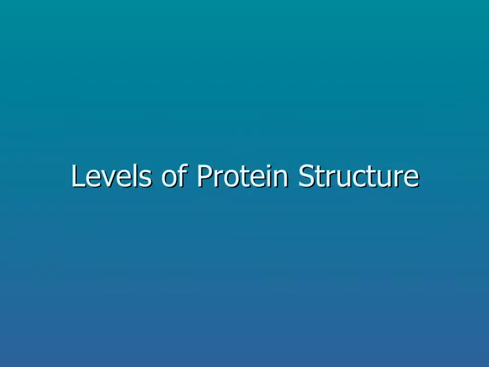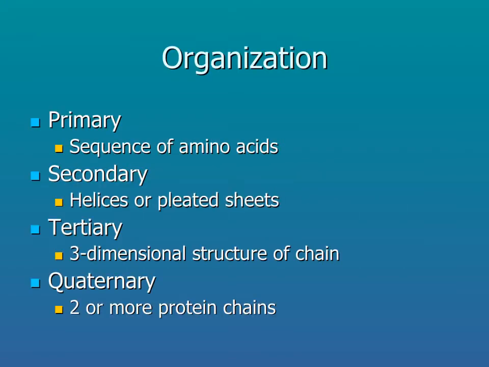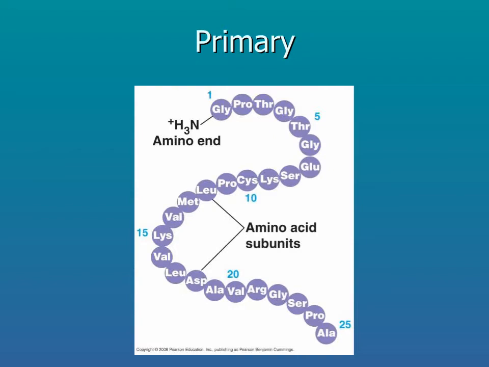We can look at 4 different levels of protein structure: primary, secondary, tertiary, and quaternary. Let's look at primary first. It is just the sequence of amino acids. For example, in this chain we have the sequence glycine, proline, threonine, glycine, threonine, and so forth.